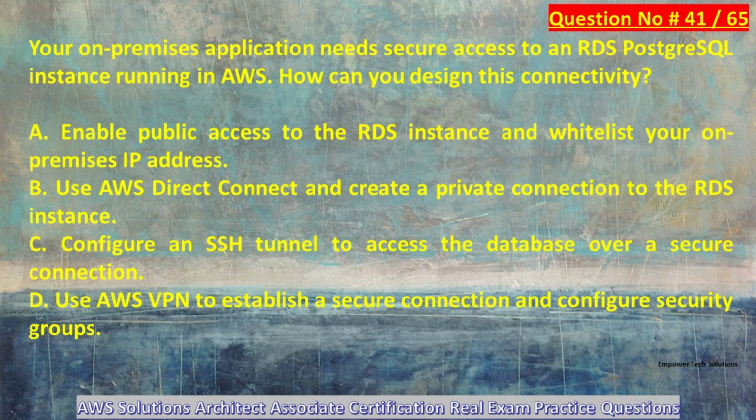A. Enable public access to the RDS instance and whitelist your on-premises IP address. B. Use AWS Direct Connect and create a private connection to the RDS instance. C. Configure an SSH tunnel to access the database over a secure connection. D. Use AWS VPN to establish a secure connection and configure security groups.